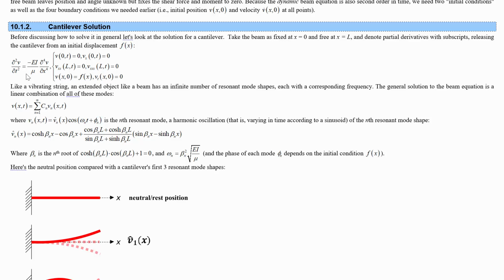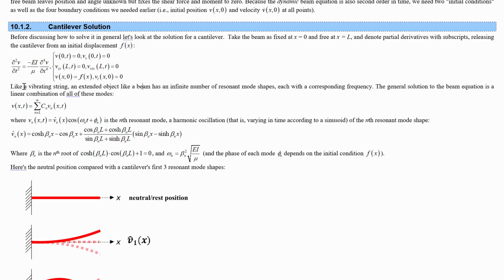So this differential equation, by the way, is a linear partial differential equation because we don't have any v squareds or cos or sines of v or anything like that. So if you have one solution for v that makes the right-hand side equal the left-hand side, and you have another one, and you add them together, then they're still going to be solutions.